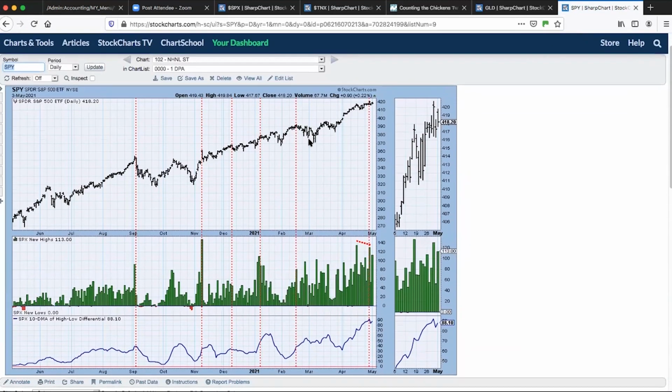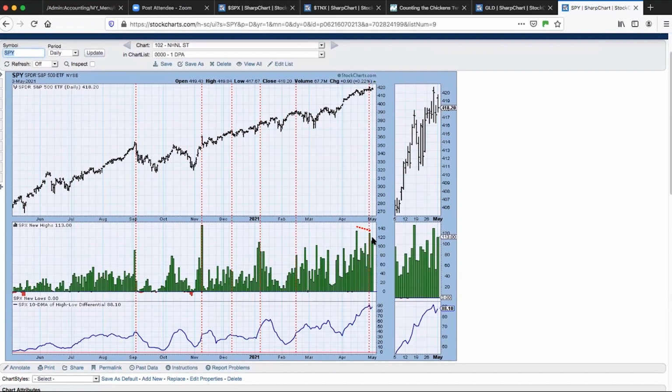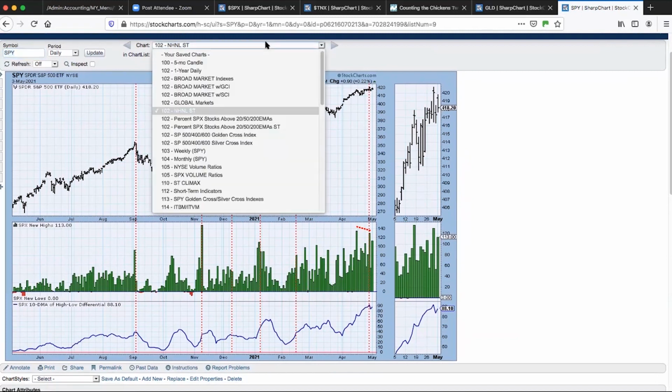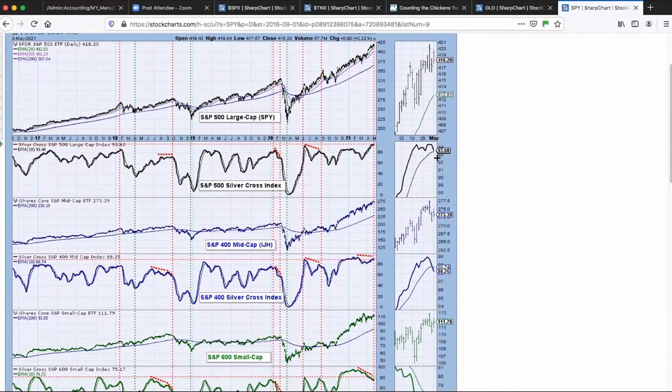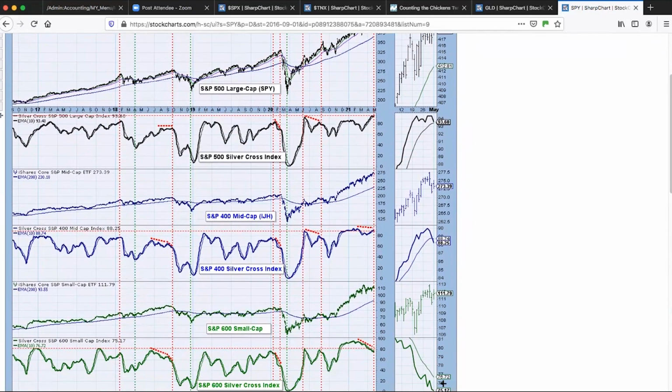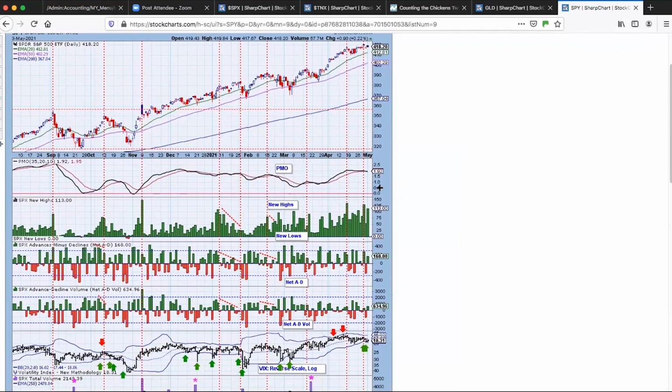New highs and new lows today. Contraction of new highs, no big surprise there. And here, looking at the S&P 1500, we had the 500, the 400, and the 600, and notice the small caps are pulling back. They're at 76% of silver crosses right now. Our climax analysis, not really much of a climax, not really any climaxes today, I should say.